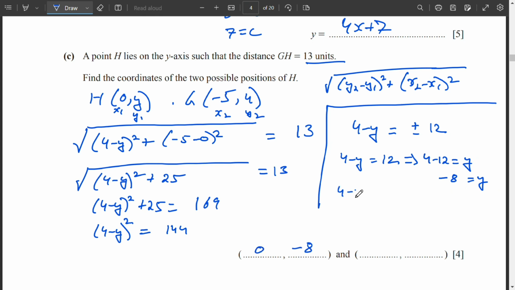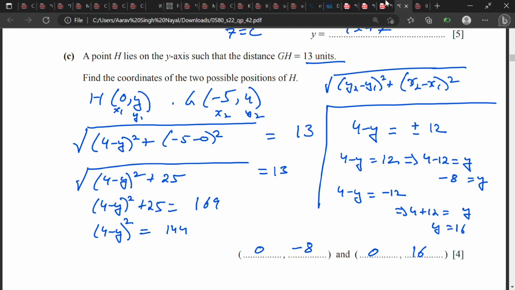And for the other one, you take 4 minus y equals minus 12. Again, you take y on that side, minus 12 on this side. That will become positive. So this will be 4 plus 12 equals y. So over here it is 16. Y equals 16. So we know that x is 0 and y will be 16. So these are the two possible coordinates of H.